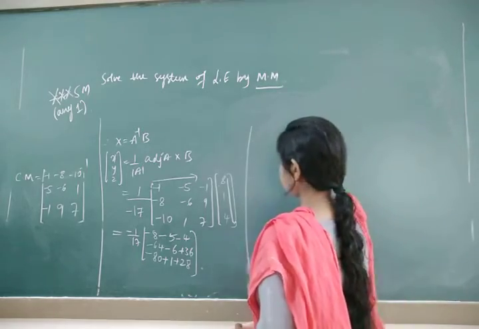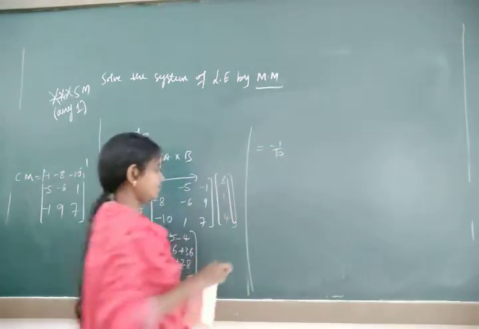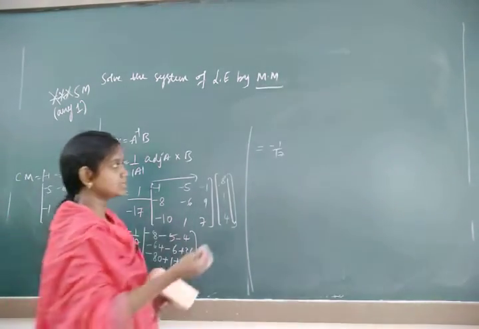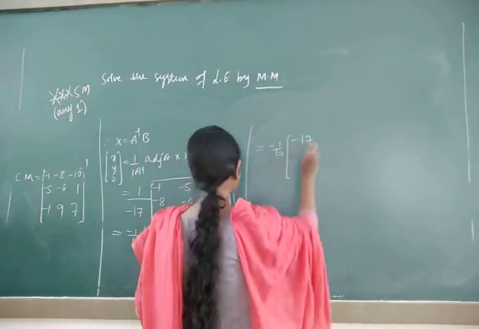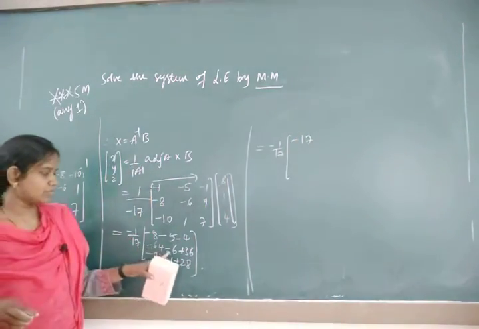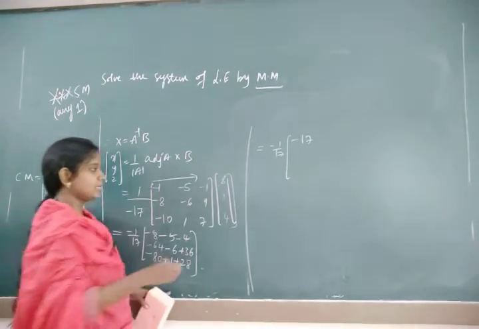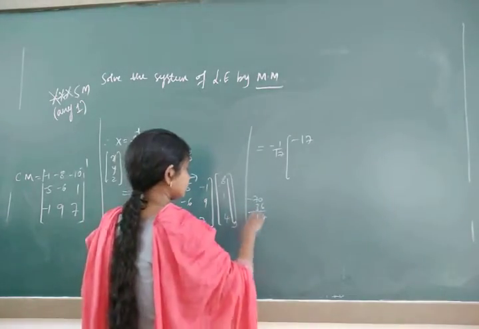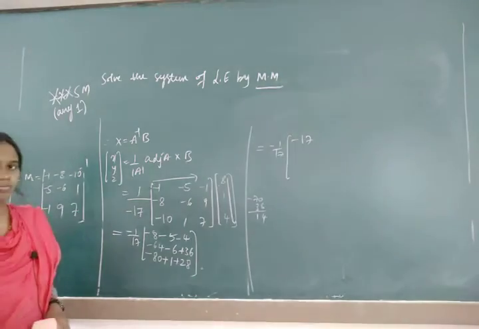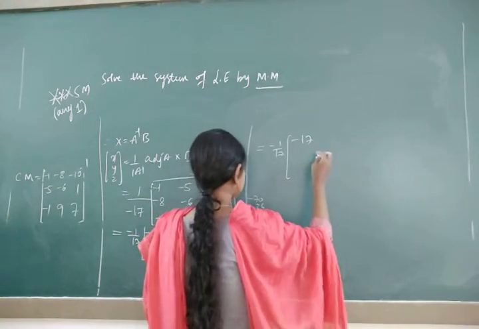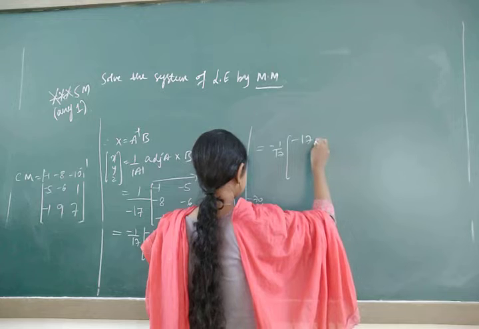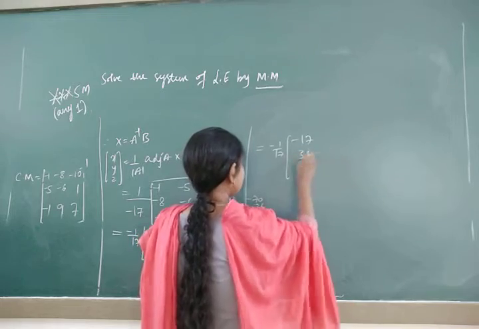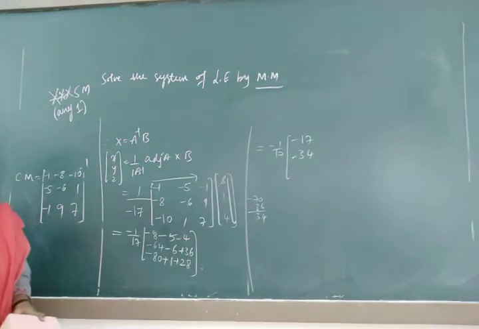So which is equal to minus 1 by 17. This is minus 5 minus 4 minus 9 minus 9 minus 8, it's a minus 17. Now this one, minus 64 minus 6, it's a minus 70. Minus 70 plus 36, it's a 14. It's a 34. It's a minus 34.